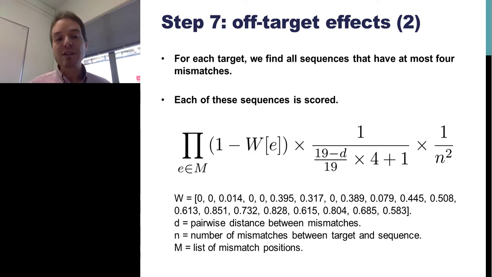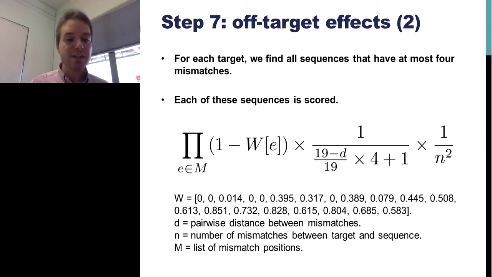So the rule is that they say you only need to worry about up to 4 mismatches. So for each target, we find them. And then they have a scoring system based on the number of mismatches and where that mismatch is located.